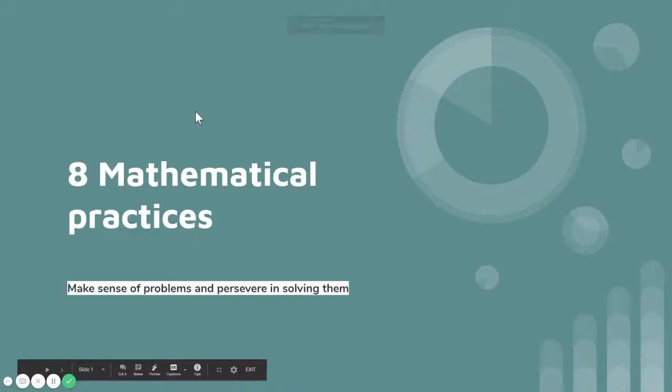Now, we're going to talk about mathematical practice number 1: make sense of the problems and persevere in solving them. From the last one, we learned that this is an overarching practice that ties into all 8 of them, and you do it over time. This is not a one-time thing.